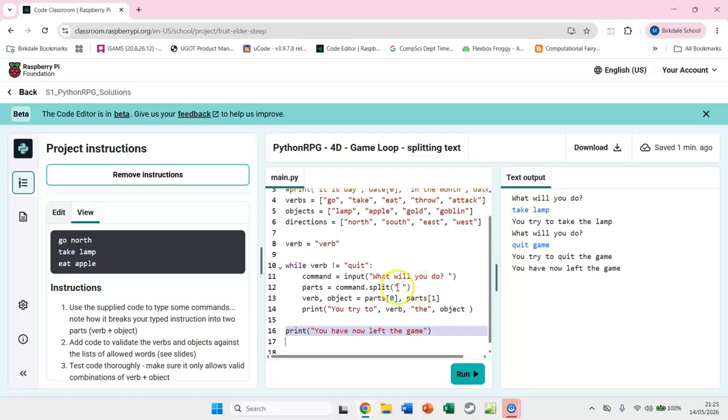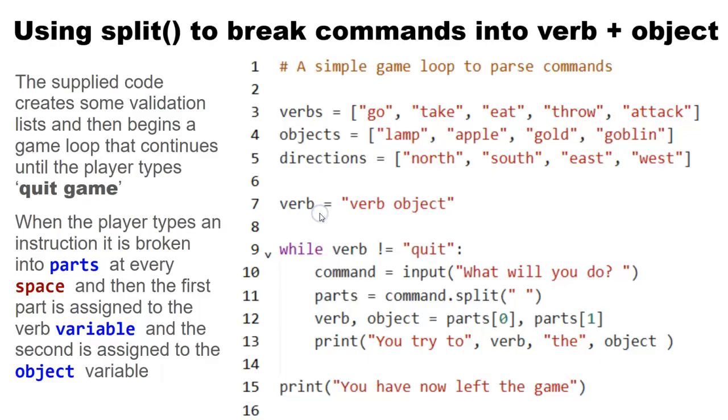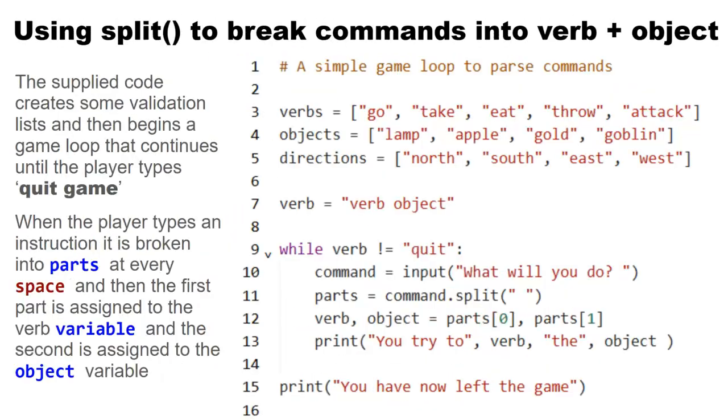Okay, so what are we going to do with this? Well, you can see that at the moment we could use ridiculous things like kill L for break wind. Break wind, you try to break the wind. And we don't want the user to be able to put any old nonsense in. So what we're going to do is we are going to try to improve and only accept the verbs and the objects or directions which we have set up.